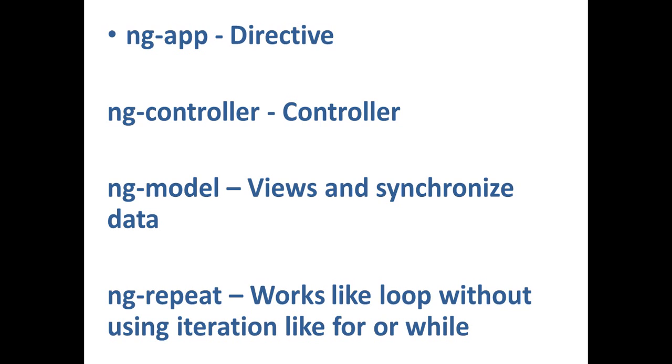First one is ng-app. That's the directive. This is a compiler directive. It tells the web compiler that this is an AngularJS program. Then ng-controller is a controller which, as I told you before, links up the model and view. ng-model binds views and synchronizes data.